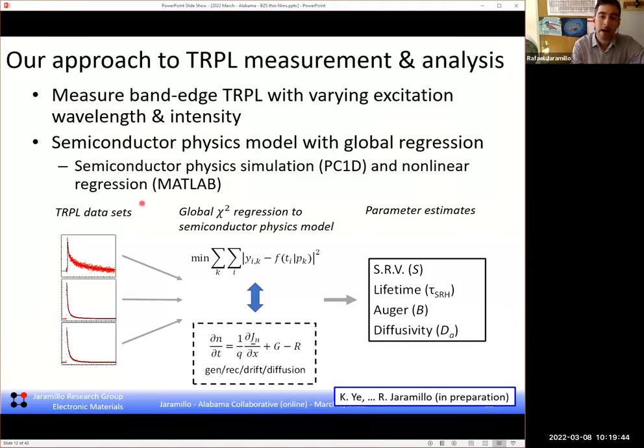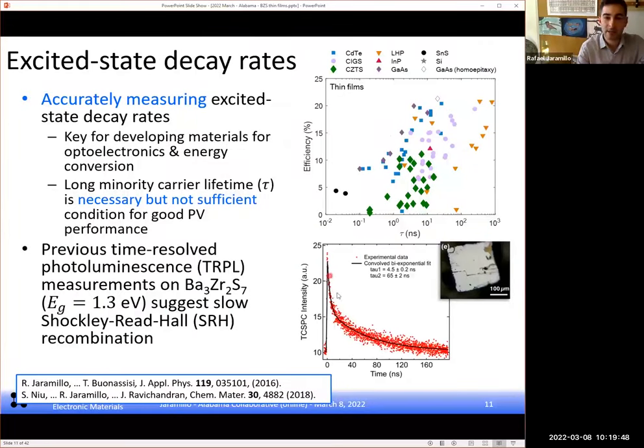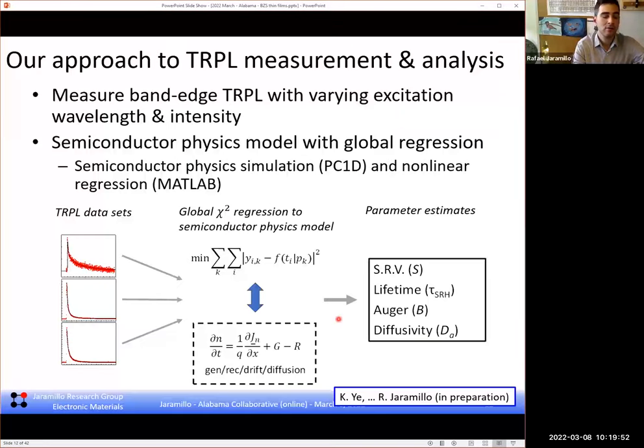So TRPL, time resolved photoluminescence, produces data sets that look like this. And that's pretty much the type of data that you get. And normally what's done is that people fit two exponentials to it and call it a day. And that's fine, but I wanted to do a little bit better.